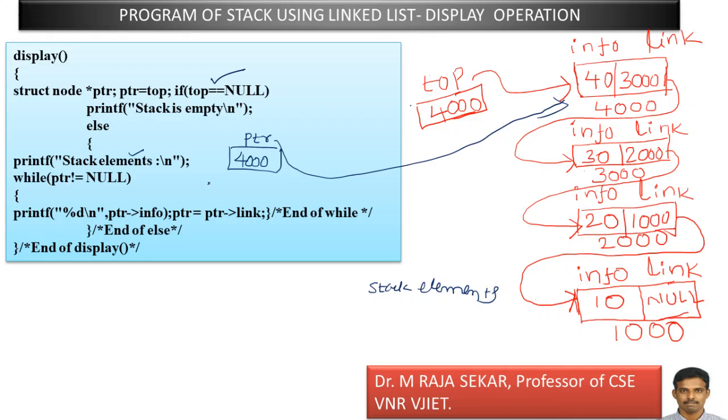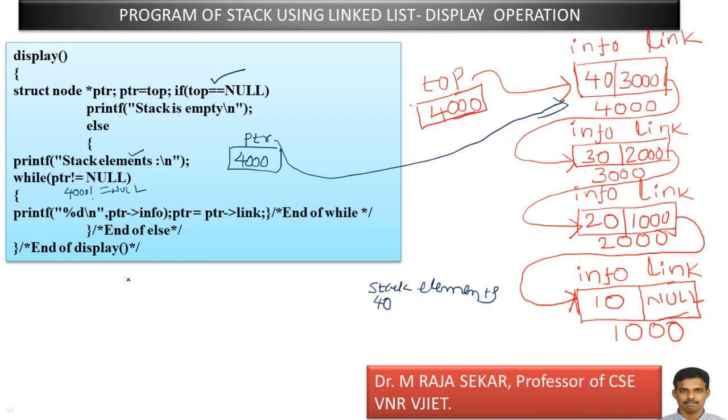What is my ptr? 4000. 4000 not equal to null. Is it true? Yes, 4000 not equal to null. True. If it is true, we will enter inside the while, isn't it? Therefore, printf %d ptr arrow info. ptr means 4000. What is 4000 info? This is 4000 whose information is 40. Therefore, first number 40 will be displayed.